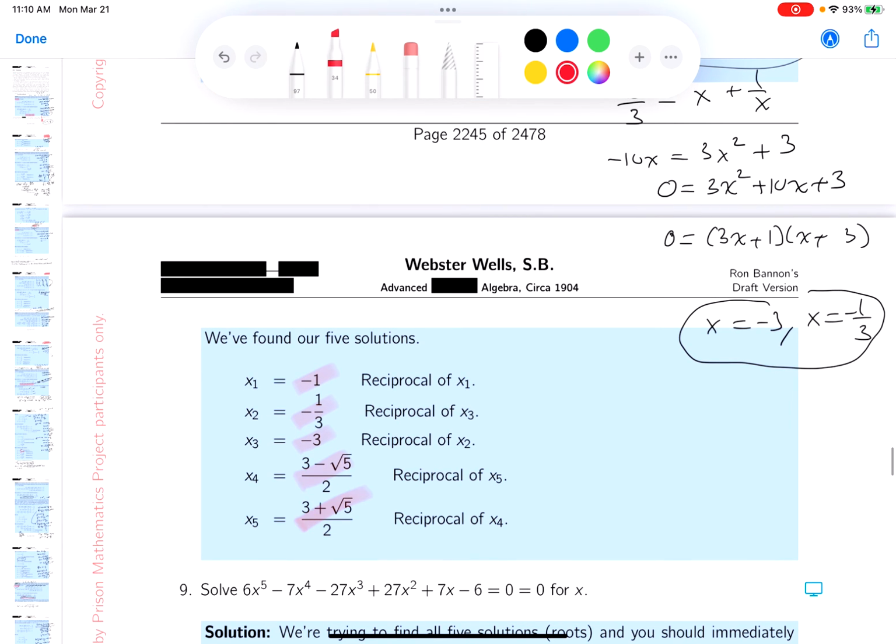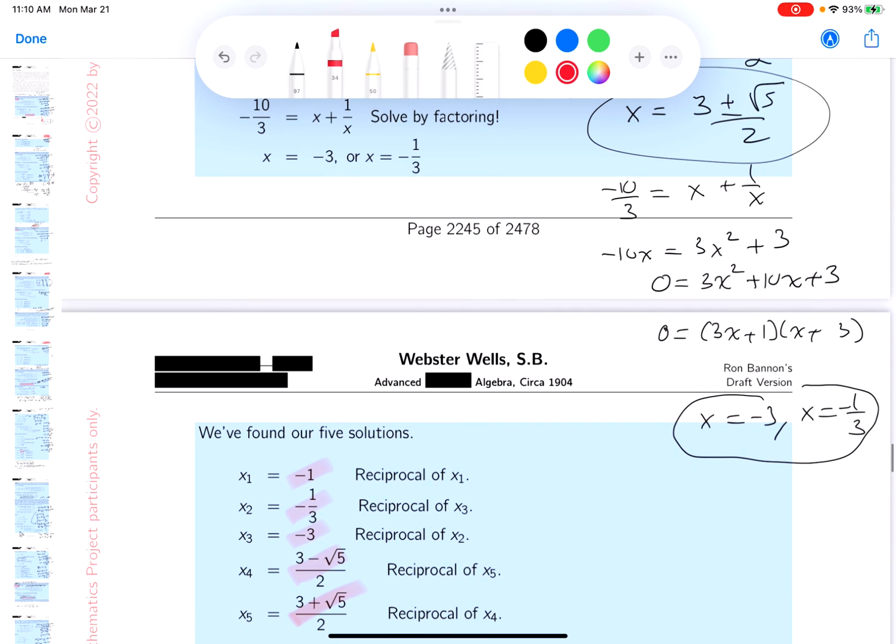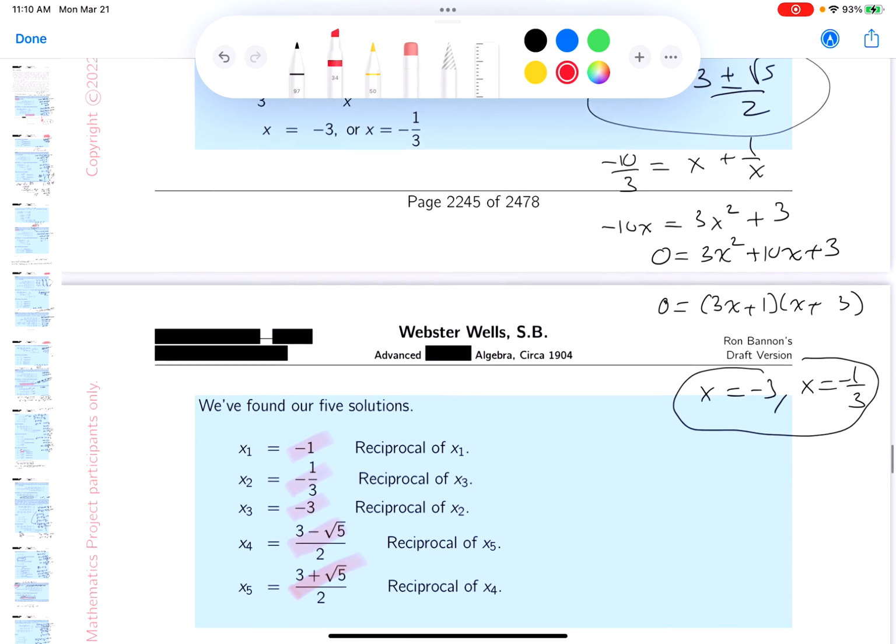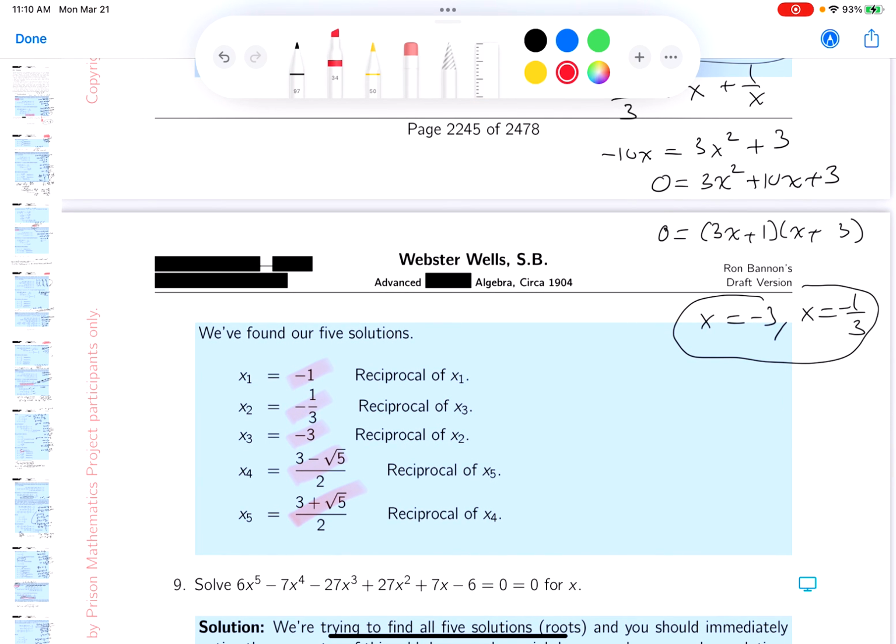And then these two. Let me make sure I wrote that down, though. Not just saying 3 minus root 5 over 2. Yeah, things are working out as advertised.